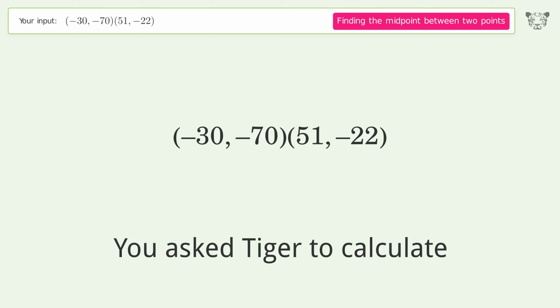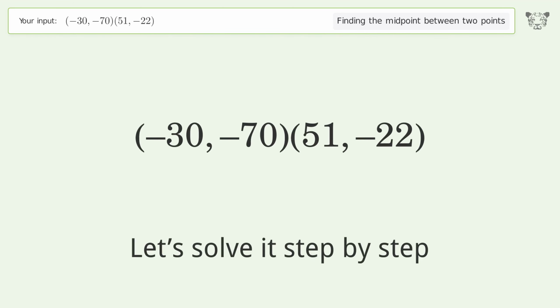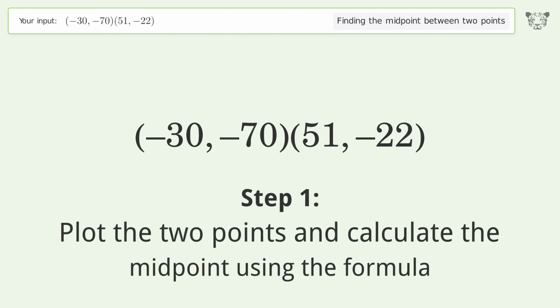You ask Tiger to calculate. This deals with finding the midpoint between 2 points. The midpoint between the 2 points is 10.5, negative 46. Let's solve it step by step. Plot the 2 points and calculate the midpoint using the formula.